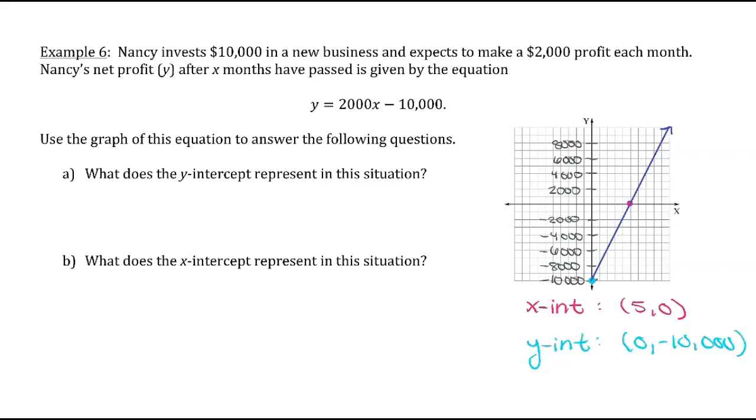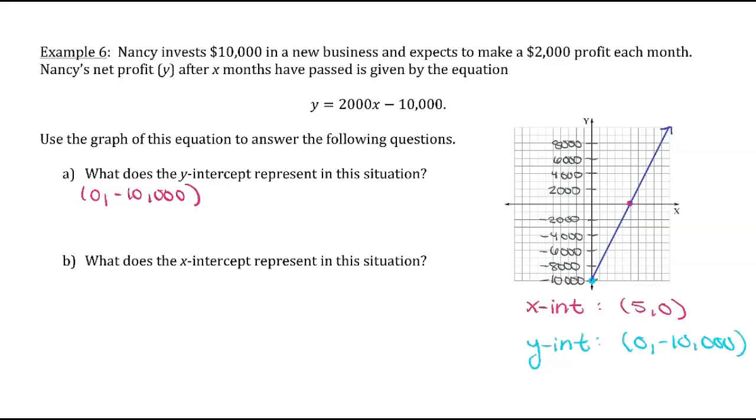The first question asks, what does the y-intercept represent in this case? That's the point (0, -10,000). This represents 0 months since she started. In other words, she has negative $10,000 in profit right when she starts the business.